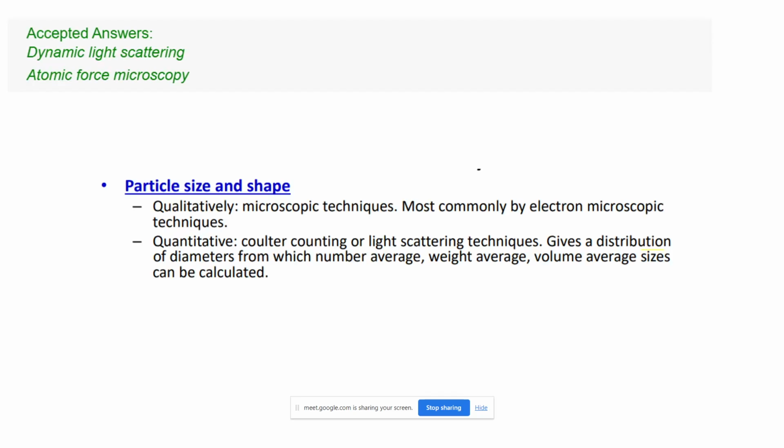Yes, so option B and option C is correct. That is dynamic light scattering and atomic force microscopy. So qualitatively, microscopic techniques such as atomic force microscopy or scanning electron microscope, basically electron microscopic techniques, can be used for particle size and shape. And for quantitative, Coulter counting or light scattering techniques such as dynamic light scattering, DLS, can be used. This gives a distribution of diameters from which number average, weight average, and volume average sizes can be calculated.